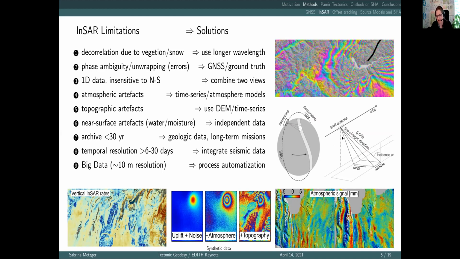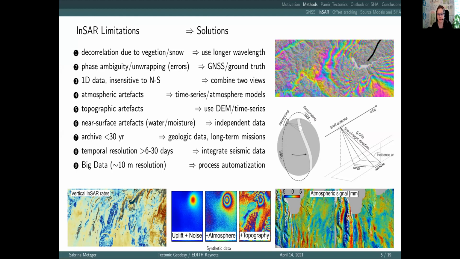And then, as already mentioned, the range change that we see is in line of sight, which is a one-dimensional measurement. And due to the right-looking nature of the satellite and the near polar orbits, our satellites are most sensitive to changes which go along the east-west direction or the vertical, and they're least sensitive to the north-south direction. And here the trick would be to combine several satellite views, and then you can extract two or three dimensional observations.